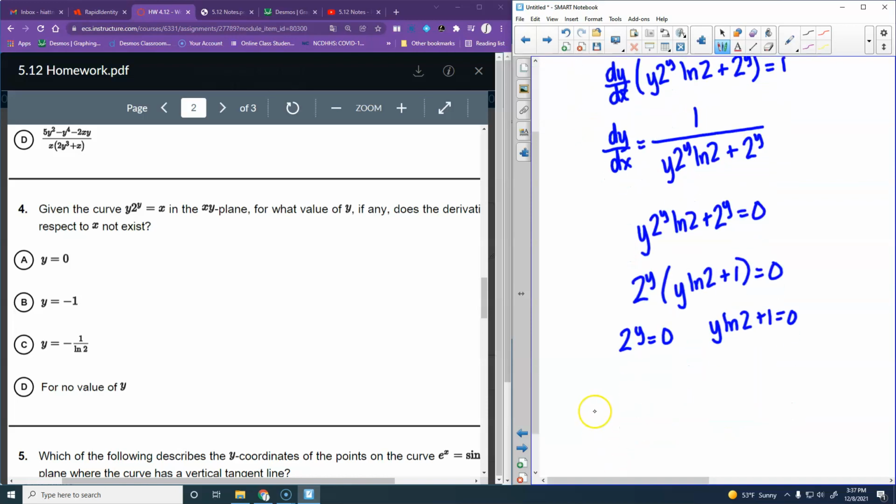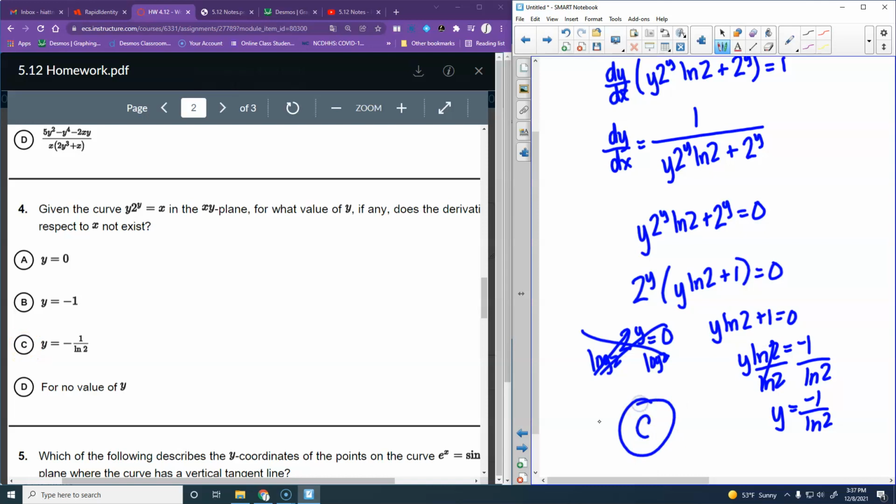Alright, so 2 to the y is always positive. If you do log base 2 on both sides, you cannot take log of 0, so you actually don't get any answers from this first equation. Over here, we're going to have y natural log of 2 equals negative 1. We can divide by that natural log of 2. And so y equals negative 1 over natural log of 2. And we can see that that is our answer choice C, so we would choose that as our answer.